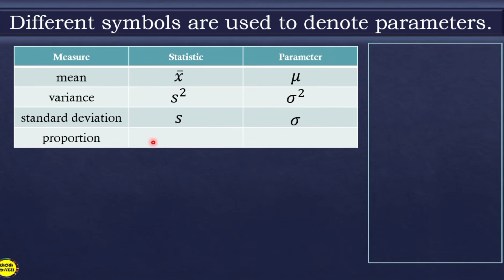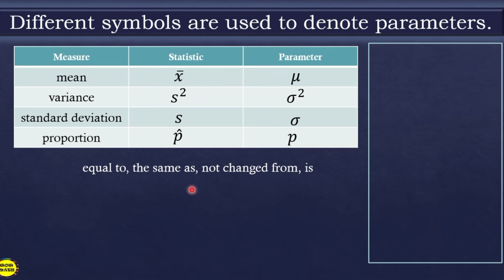And for sample proportion, P hat. Okay, ang basa natin dito is P hat. And for population proportion naman, P. Okay? So, tandaan yung mga symbol na ginagamit natin. Kasi ito yung gagamitin pag translate natin into symbol mamaya, yung parameters natin. So, alam natin kung anong gagamitin natin.